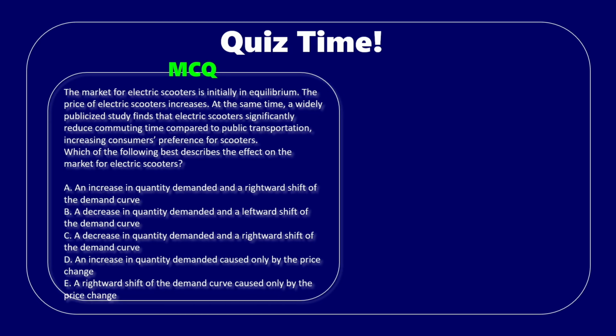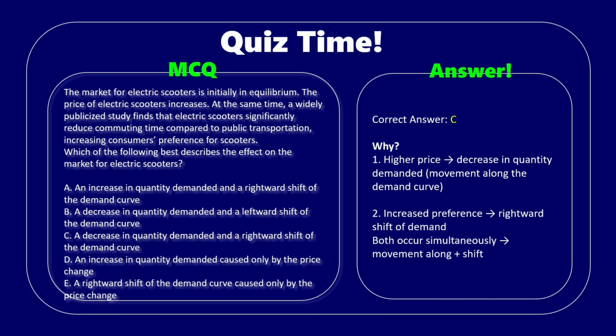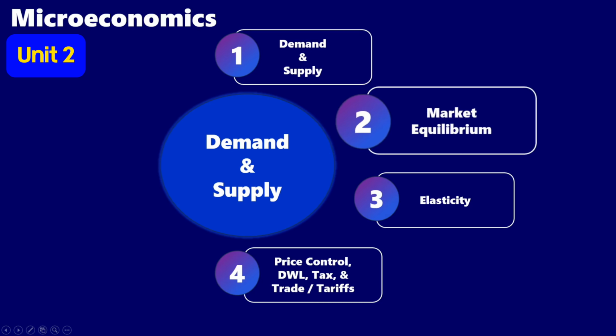At the same time, something else happens. A study increases consumers' preferences for scooters. Preference is a non-price determinant. That means the demand curve itself increases, so the entire demand curve shifts right. Both are happening at once. One causes a movement along the curve, while the other causes a shift of the curve. That combination is exactly why the correct answer is C, a decrease in quantity demanded and a rightward shift of demand.